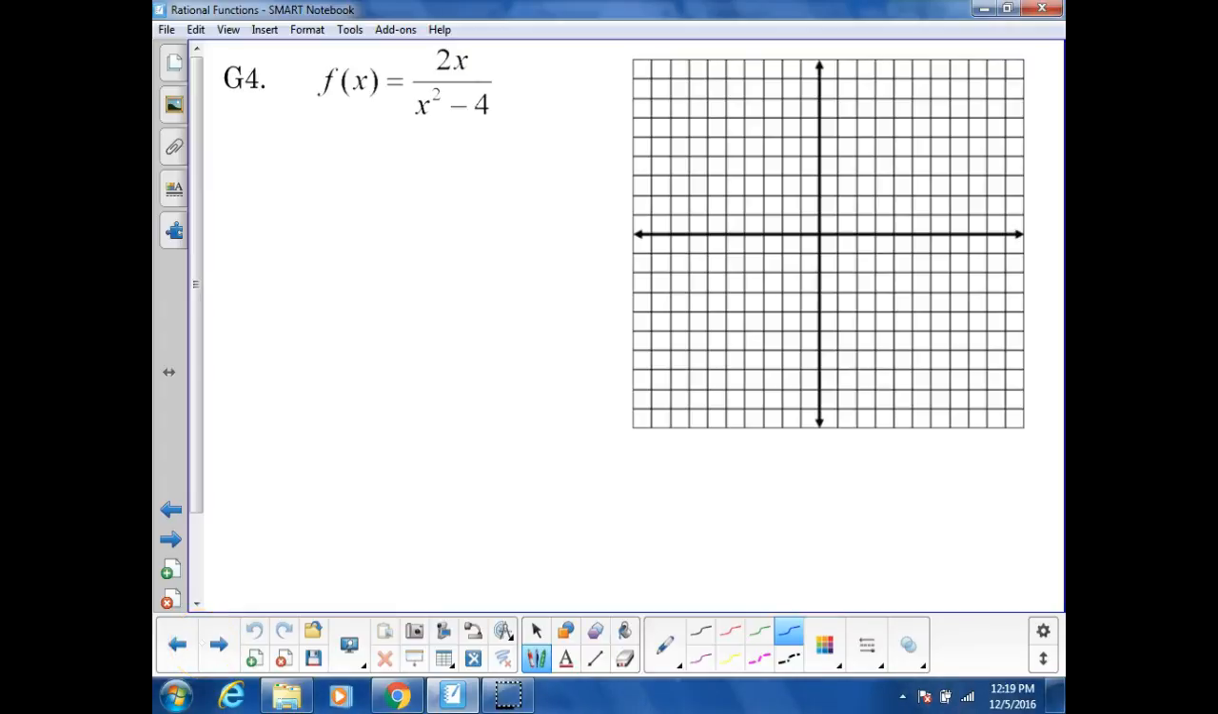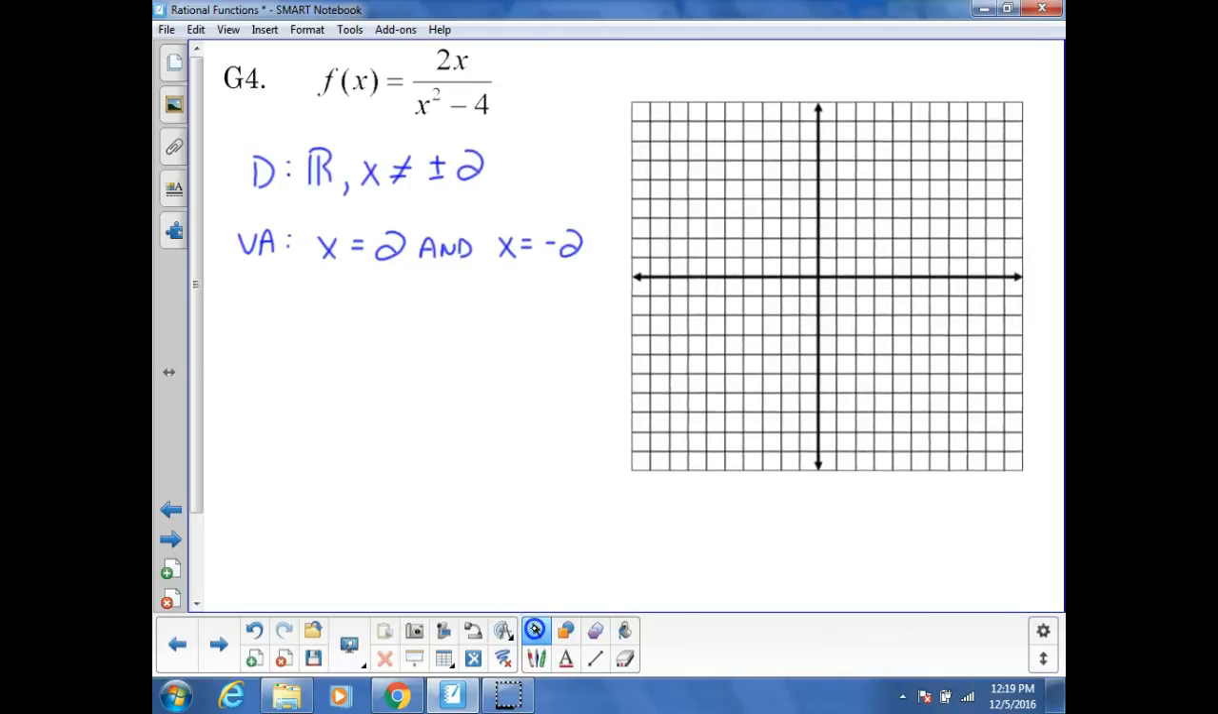All right, here we go. So, what's the domain? All real numbers, except x can't be plus or minus 2. Okay, which means then that x equals 2 and x equals negative 2 are my vertical asymptotes. All right, let's put those on there.